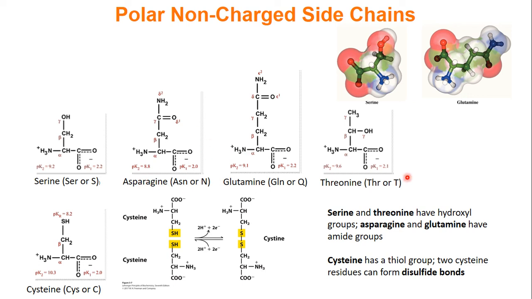Now threonine, take serine, add another carbon to it, and you get threonine. So add a carbon to serine here to get threonine. The way to remember that is, again, I go with the alphabet. T comes after S in the alphabet, so threonine has an extra carbon compared to serine.